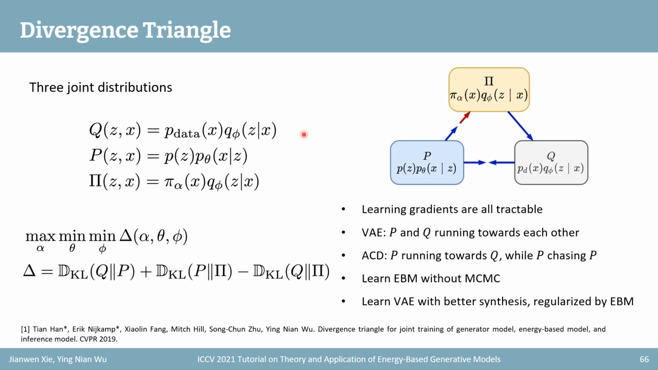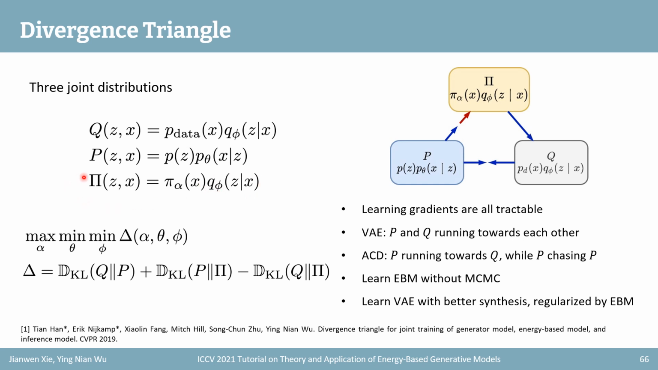Okay, now we are ready to put adversarial learning and variational learning together by this divergence triangle. It involves three joint distributions on Z and X. The first one is a Q distribution, which is P data X times this inference model. The other is a P distribution, which is the joint distribution of the generator model. The third one is the pi distribution, which is the energy-based model times this inference model.